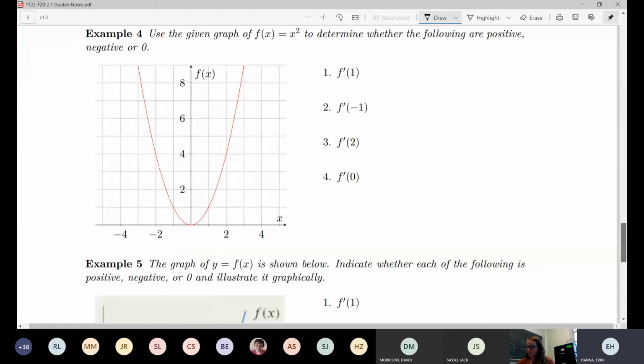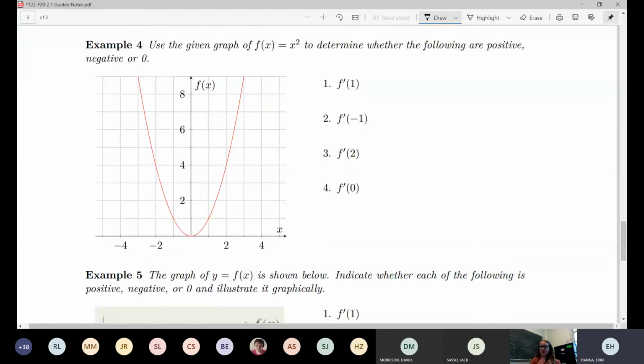All right. So say we have this graph of x squared. Now I've swallowed wrong and can't breathe. You know you've got problems when you can't even breathe, right?